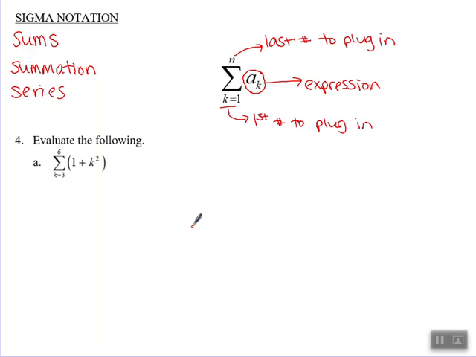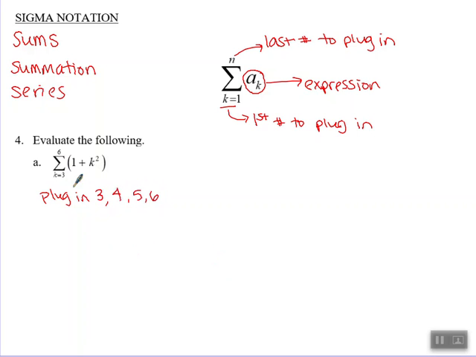So if we look at a couple of examples, first we have sigma of k equals 3 to 6 of 1 plus k squared. So that means that we want to plug in 3, 4, 5, and stop at 6.